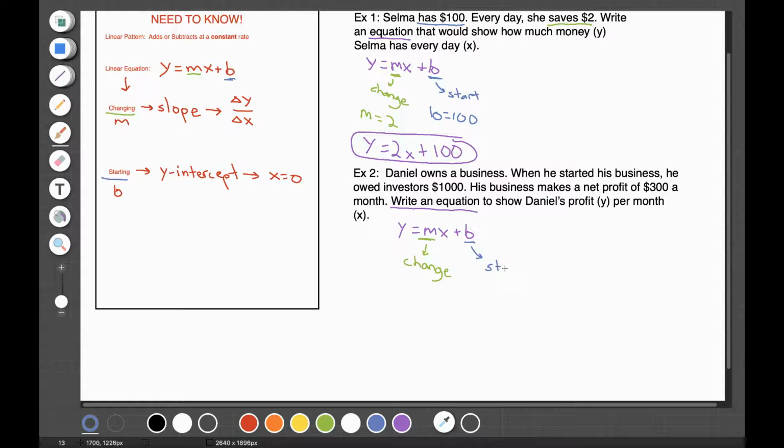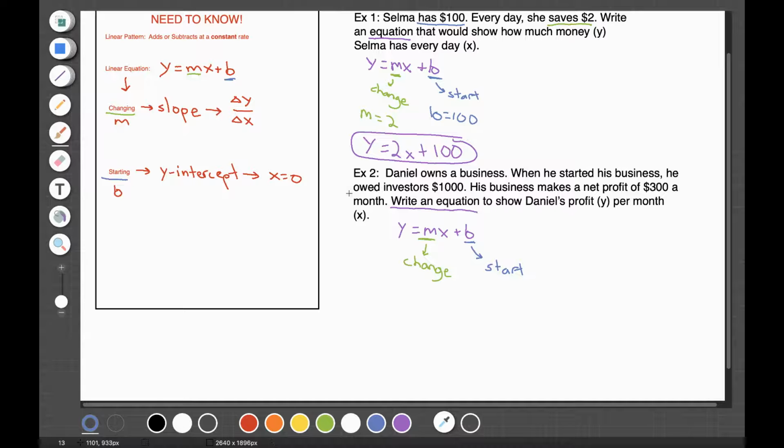So let's break this down and see if we can find these two things within this problem. Let's just read it again. Daniel owns a business. When he started his business, he owed investors $1,000. Let's look at that first. Owed investors $1,000. What does that mean?